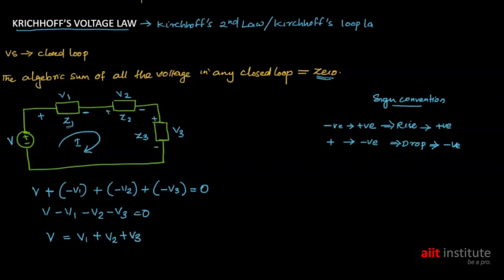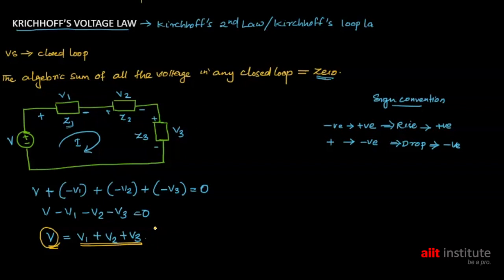V3. So here we can see, in any closed loop, the total voltage in the closed loop is equal to the sum of the individual voltages in that loop. Or we can say, in any closed loop or network, the total voltage around the loop is equal to the sum of all the voltage drops within the same loop. So this is what Kirchhoff's voltage law is.